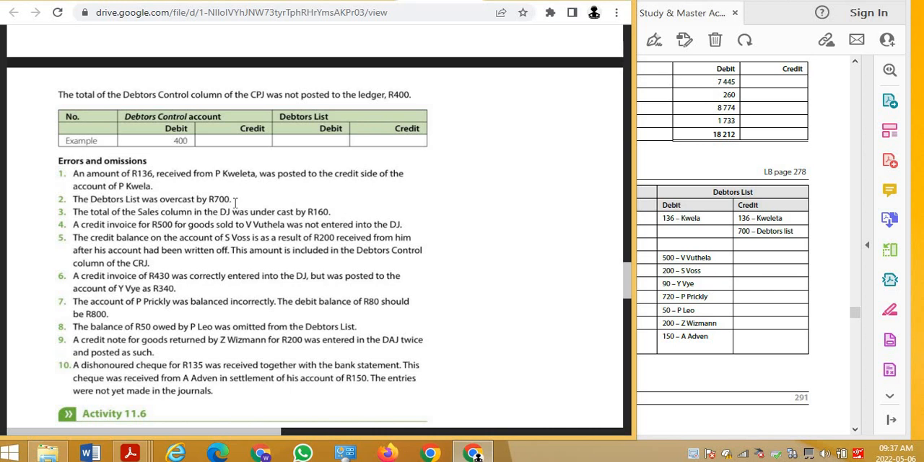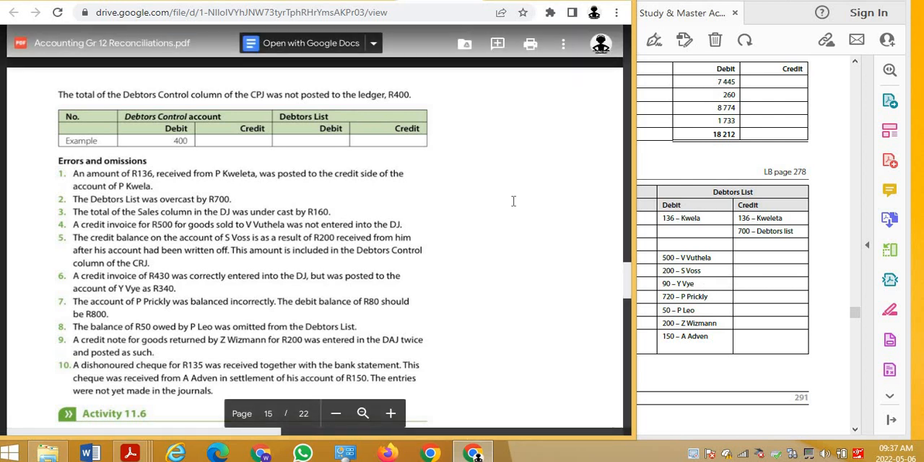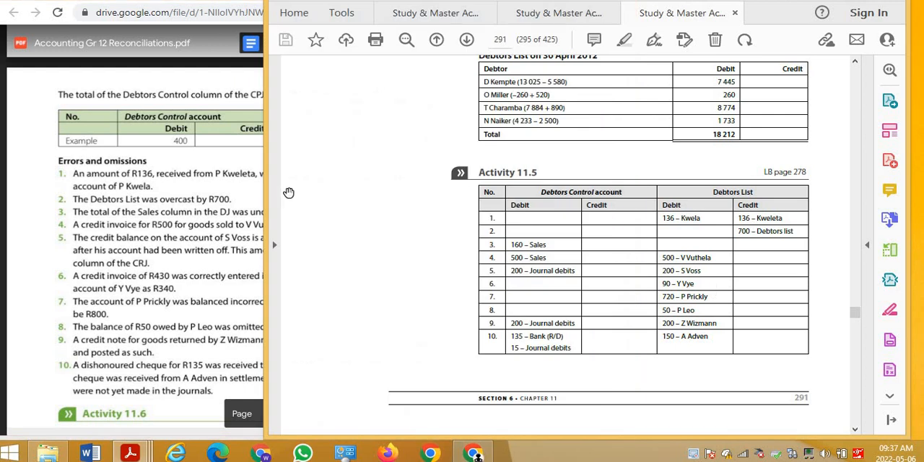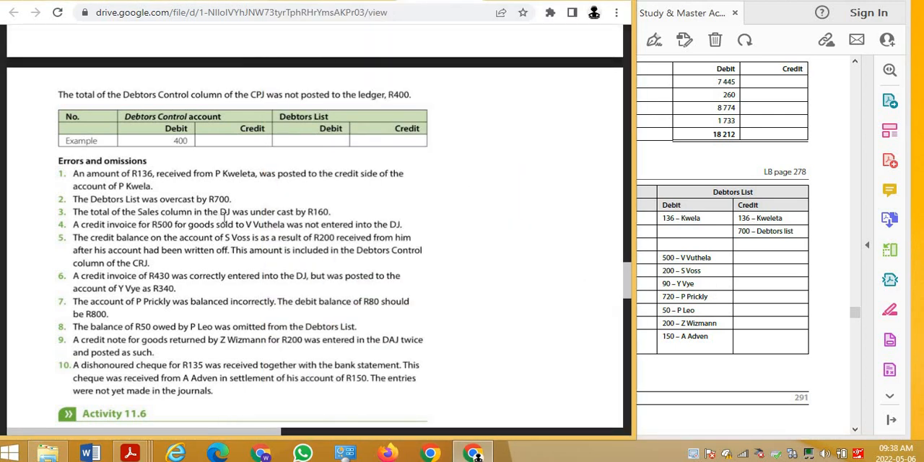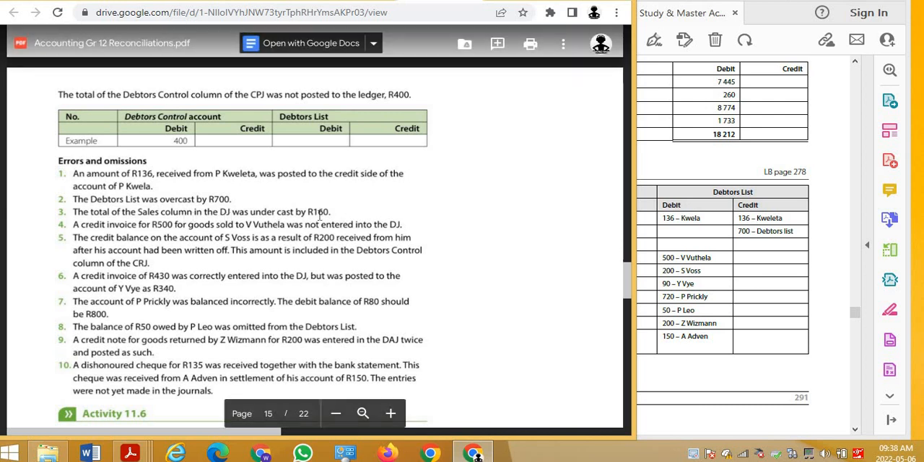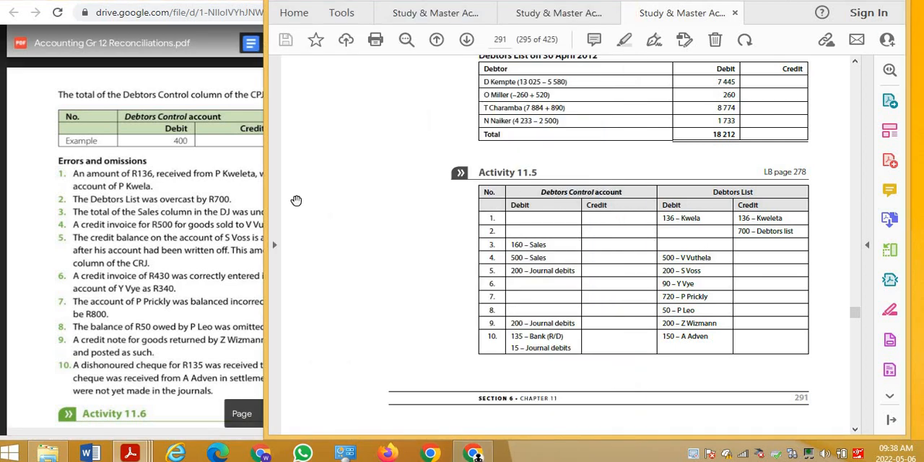that you are reading the question. It's debtors list. Okay. So this specifically, they're actually talking about the debtors list, not any journal. I read it wrong, and it can only affect the debtors list because that's actually quite easy. They are talking about the debtors list itself. Number 3, the total of the sales column in the DJ. There we go. Debtors journal, total undercast by 106 can only affect the debtors control account.